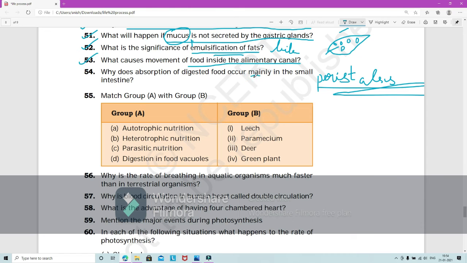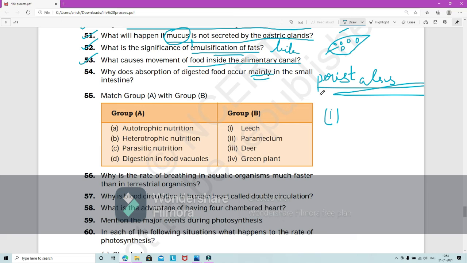Next, why does absorption of digested food occur mainly in small intestine? Why is it mainly in the small intestine? And also complete digestion takes place in the small intestine. Why is it like that? You can give many points here. Firstly, many of the intestinal juices are secreted in that. There is action of even the pancreatic juices and the liver juices, bile juice, and intestinal juices also act on the food.